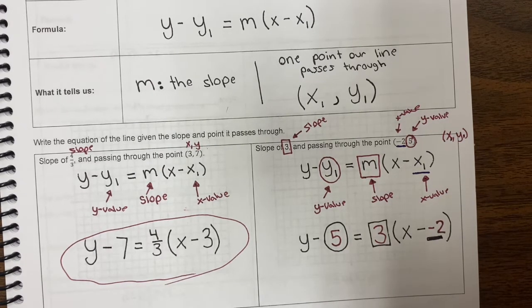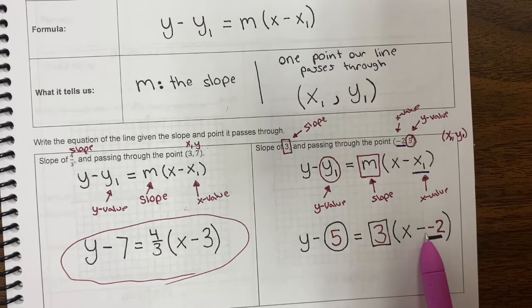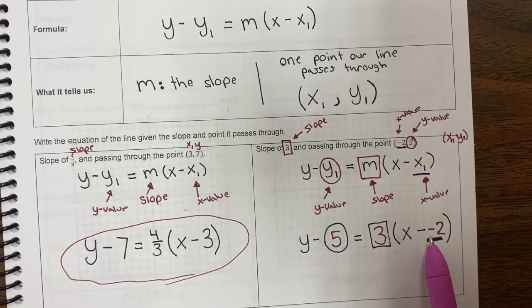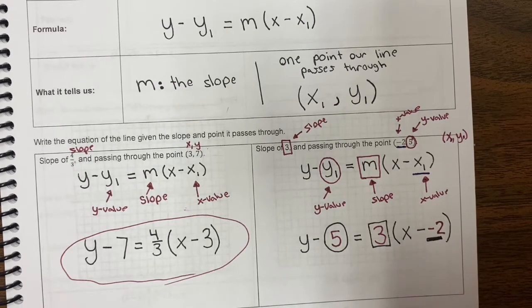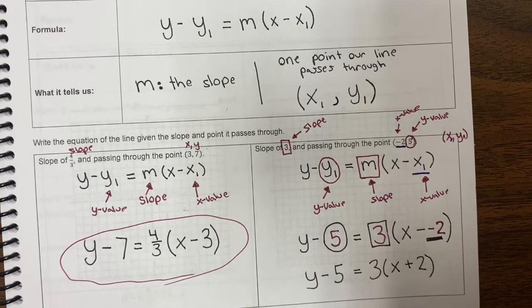We're almost done, but right now I see a double negative. So I see minus a negative number. So I'm going to cancel that double negative and turn it into a positive. So our final answer is y minus 5 equals 3 times x plus 2.